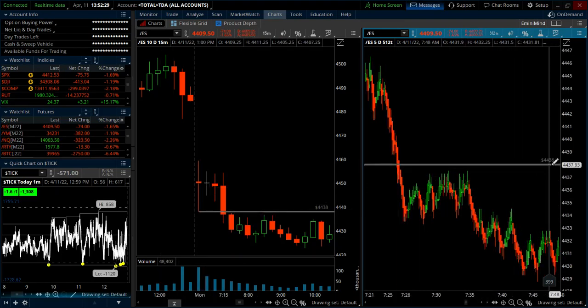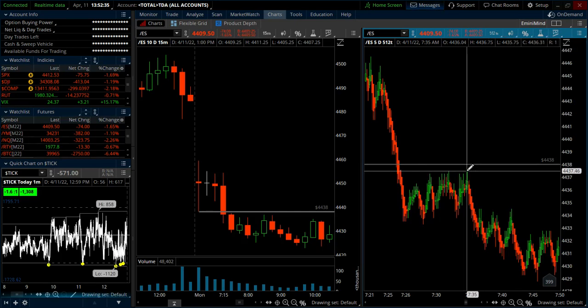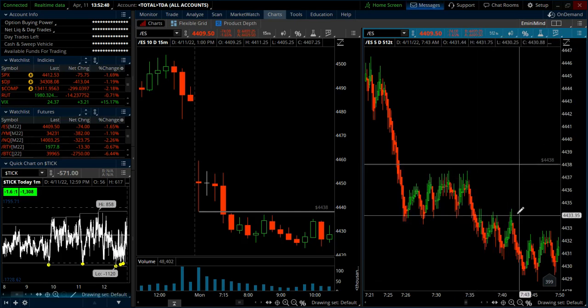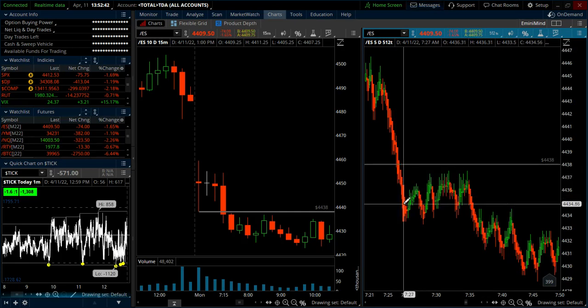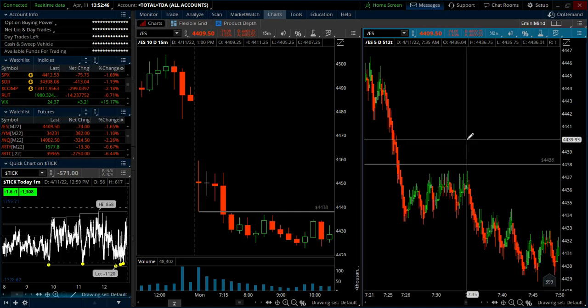Sell stop 4437.75. Got into the trade. It kind of moved sideways a little bit, but didn't come back up. It didn't really trade. There wasn't any heat on the trade. It went through the price and then just kind of moved sideways a little bit. The 4-point stop goes out. Didn't come anywhere close to that.